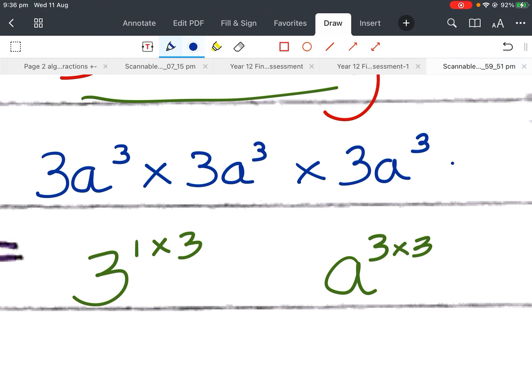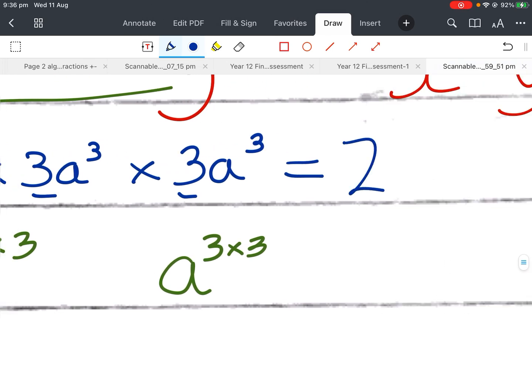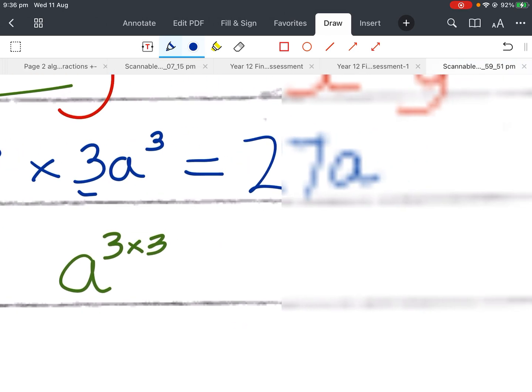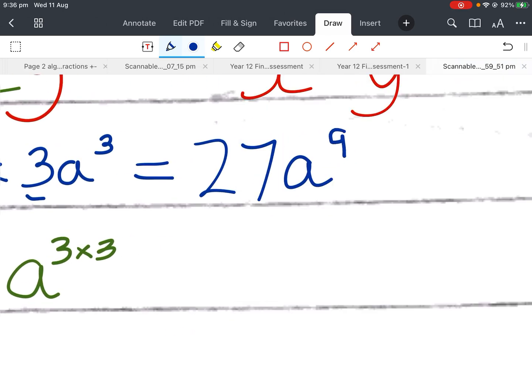So when I do the blue way, I have to go 3 times 3 times 3. Now do it on your calculator, 3 times 3 times 3, to make sure you get the right answer. Because most people go, oh, it's 3 times 3, oh, it's 9. And it's not, okay? It's actually 3 times 3, which is 9, times another 3, 9 times 3, which is 27, okay? So that becomes 27. And then we add all the a to the power of 3's together. 3 plus 3 plus 3 makes 9.